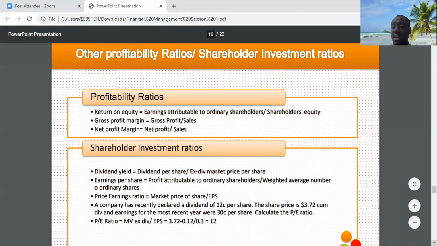You have your dividend yield, which is your dividend per share divided by ex-dividend market price per share. Always remember that you need to use the ex-dividend market price per share. You have your earnings per share, which is equal to your profits attributable to ordinary shareholders divided by your weighted average number of ordinary shares. You have your price earnings ratio, or your PE ratio, which is your market price divided by your earnings per share.